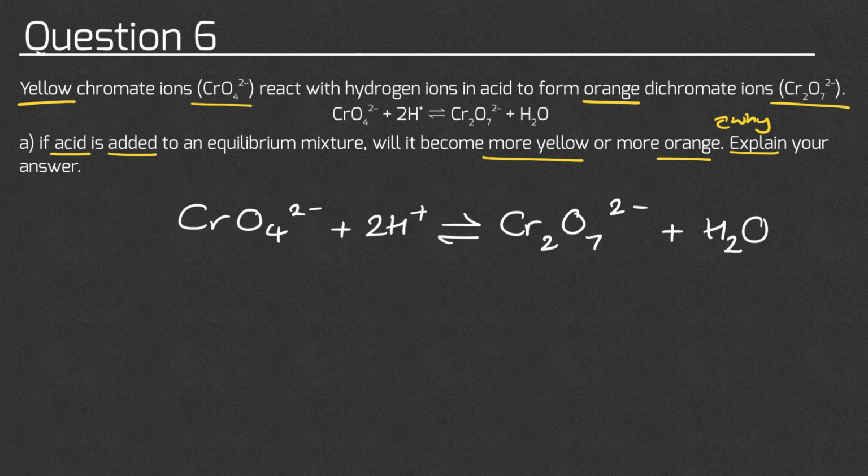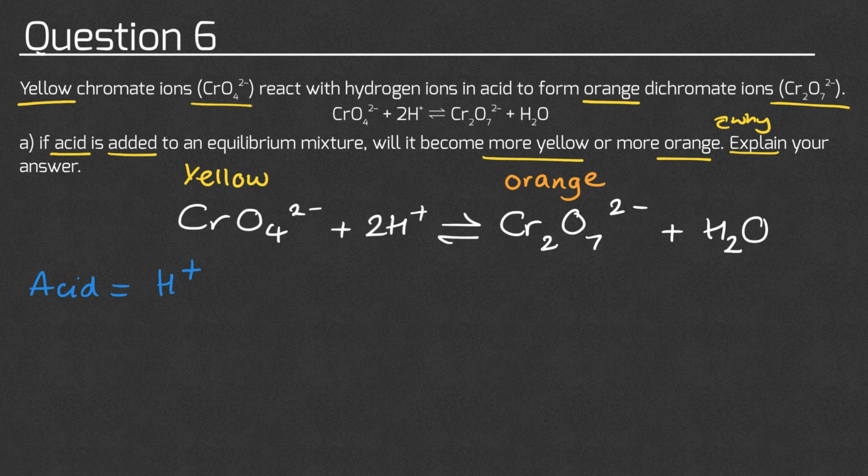Once we've written out our equation, it would be useful to add on what colours these chemicals are. So the question tells us that the chromate ions will be yellow and the dichromate ions will be orange. So we've added that on to help us and to stop us getting mixed up later on.